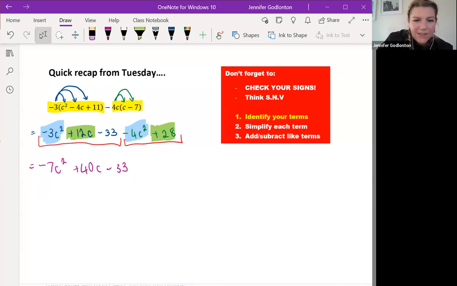Keenan, where did the 12c come from? The 12c came from taking this negative 3 and multiplying it by the negative 4c. So the negative and the negative became a positive, and then the 3 times 4 became the 12, and my variable was c. That's where that came from. No, it's not going to be 12c squared because there isn't a c over here. That's just negative 3. There isn't a c next to it.